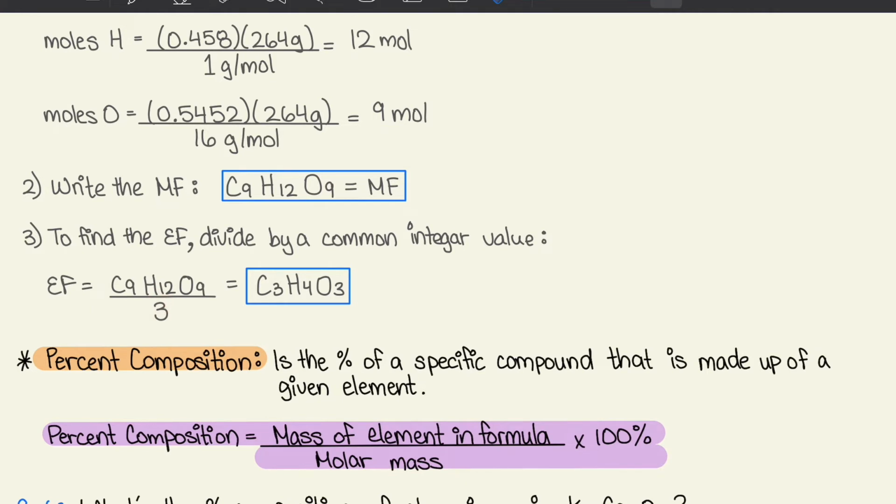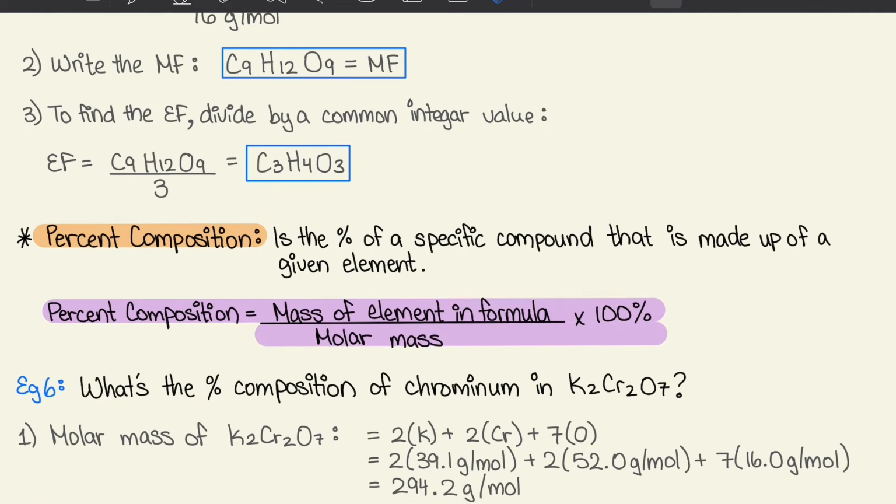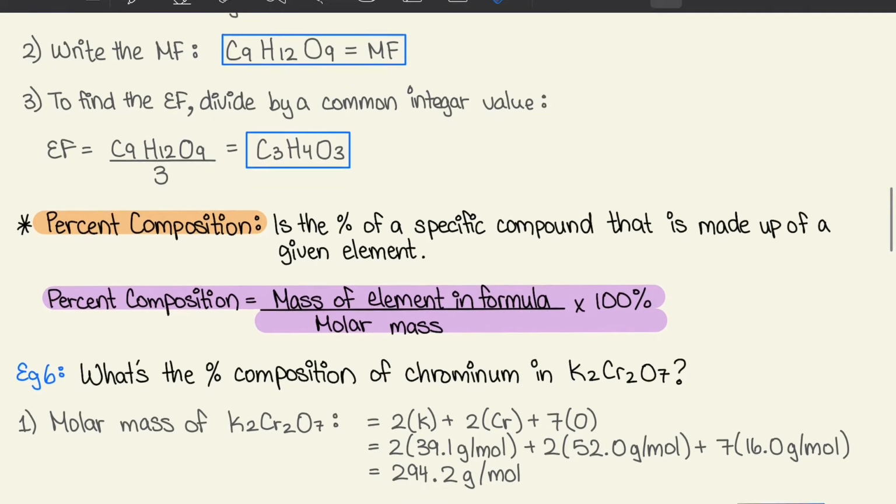We get C6H4O3. We just look at it once again and see, can we go a bit further? And we can't go any further because then we risk losing whole number values. So we're going to stick to that, and that's our final empirical formula value.